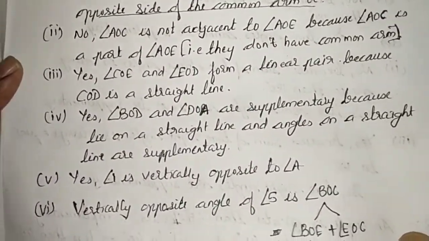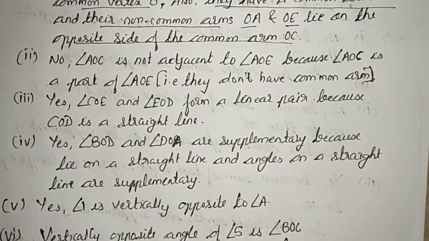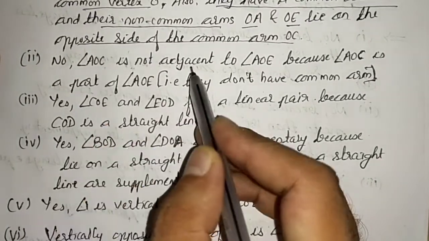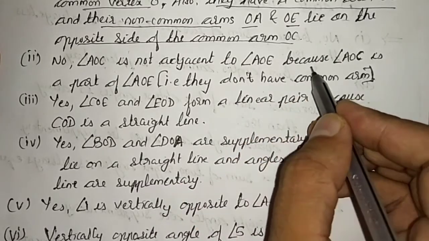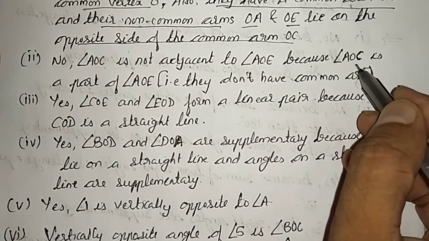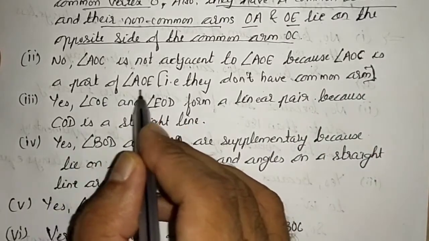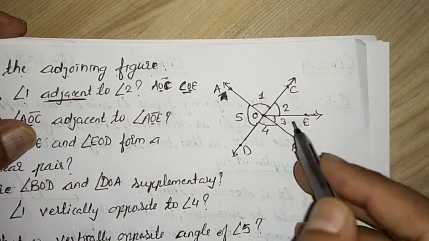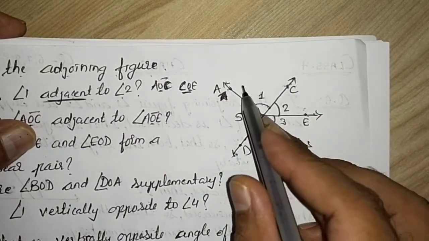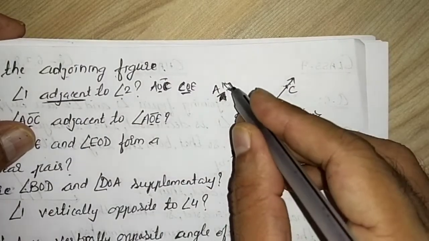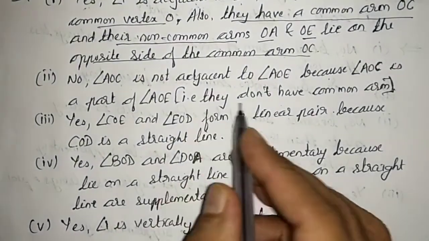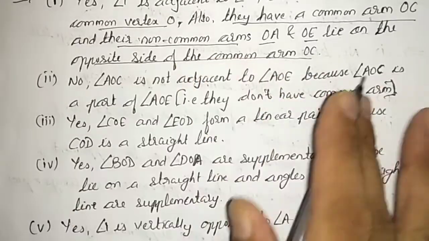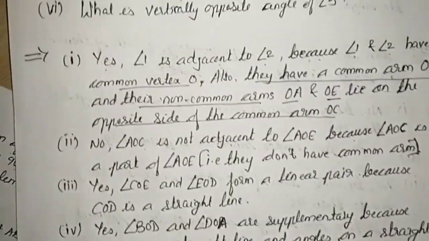How will you write? You will write like this. No, angle AOC is not adjacent to angle AOE, and give the reason. Because AOC is a part of AOE. If you take AOE, the angle is a part of this bigger angle. That is, they don't have a common arm. That's why it is no.